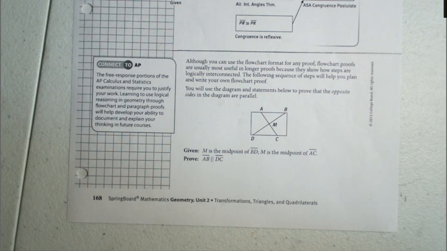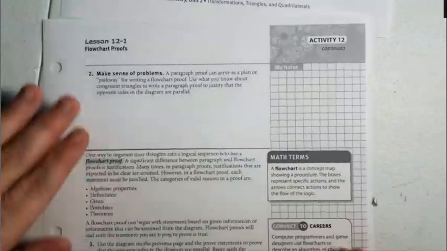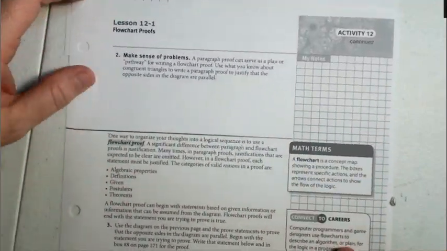You're given a picture and it says, given M is the midpoint of BD. M is the midpoint of AC. Prove that AB is parallel to DC. Let's take a look at the statement or question number 2 over here.